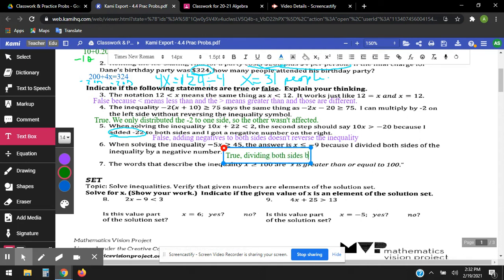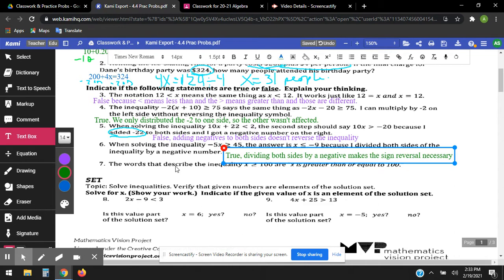Dividing both sides by a negative makes the sign reversal necessary. We need to have that switch because I can't use a positive number and have it still hold.